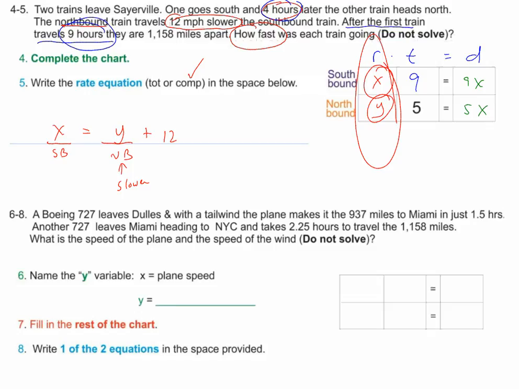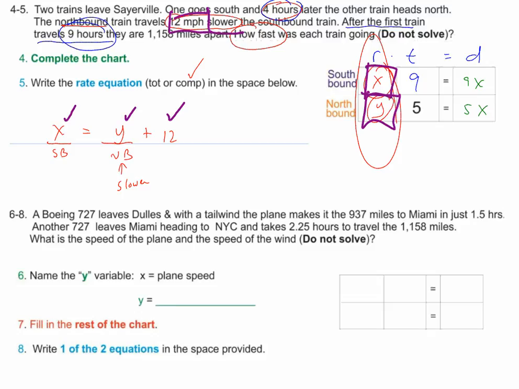So again, x is a rate. Y is a rate. 12 miles per hour is a rate. And therefore, everything in my rate equation are rates. You follow? Again, some of you, it says on your paper, these are distances. You can't use distances in a rate equation. Any other questions on those two?